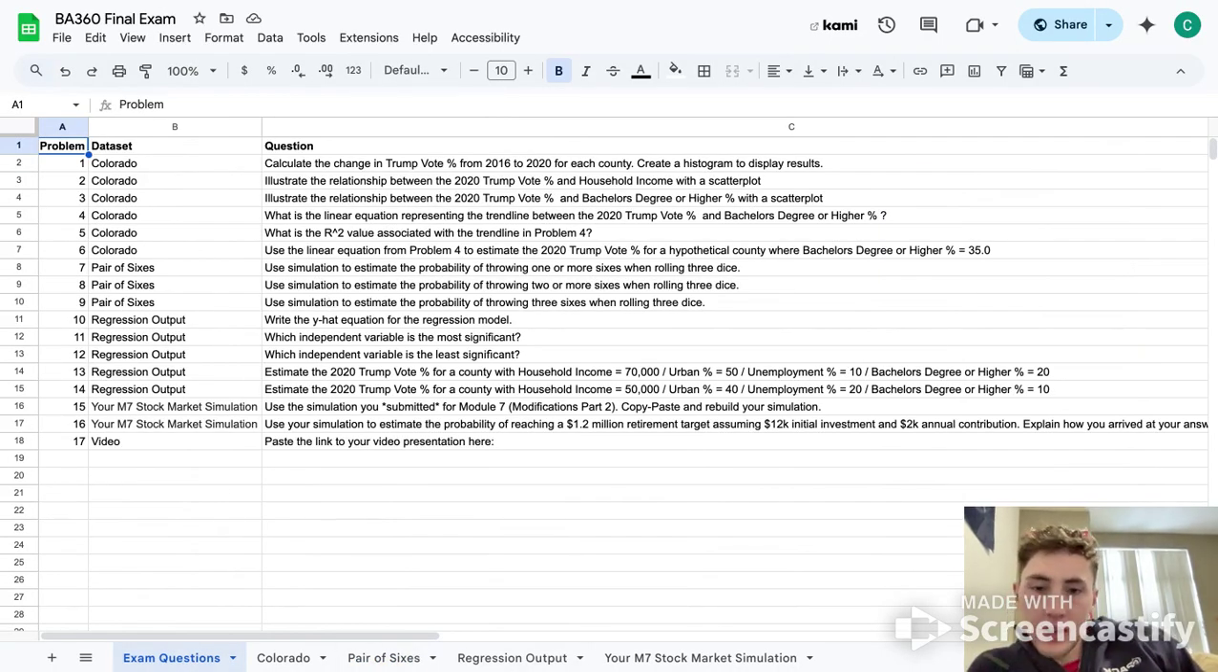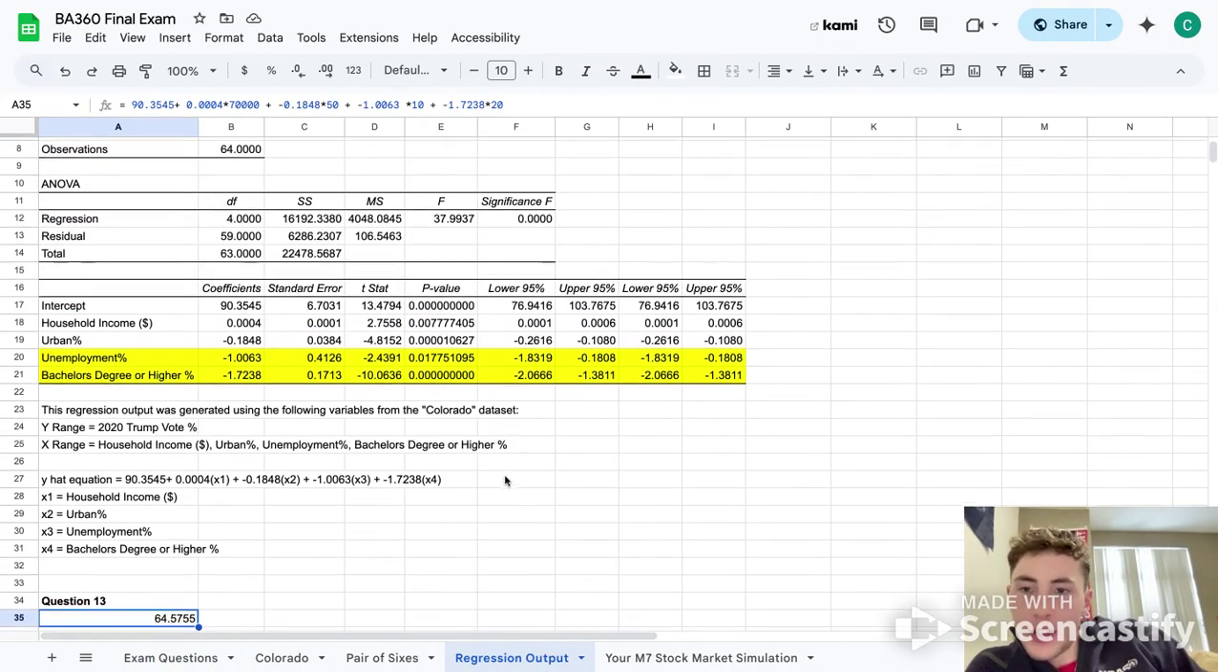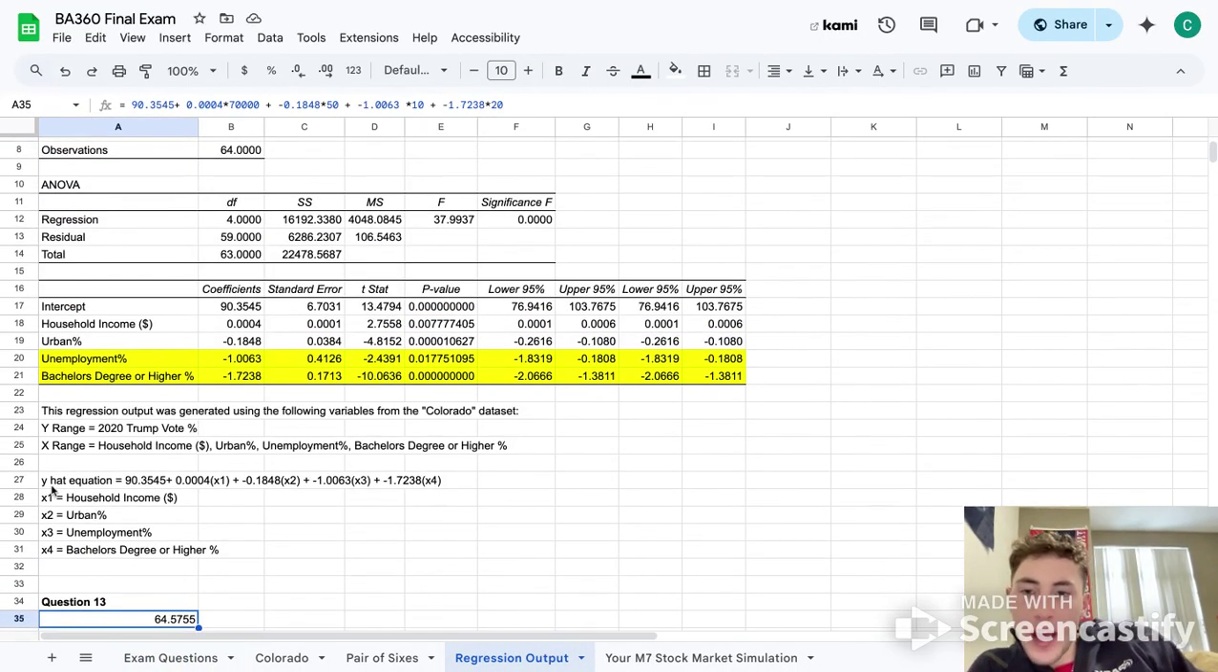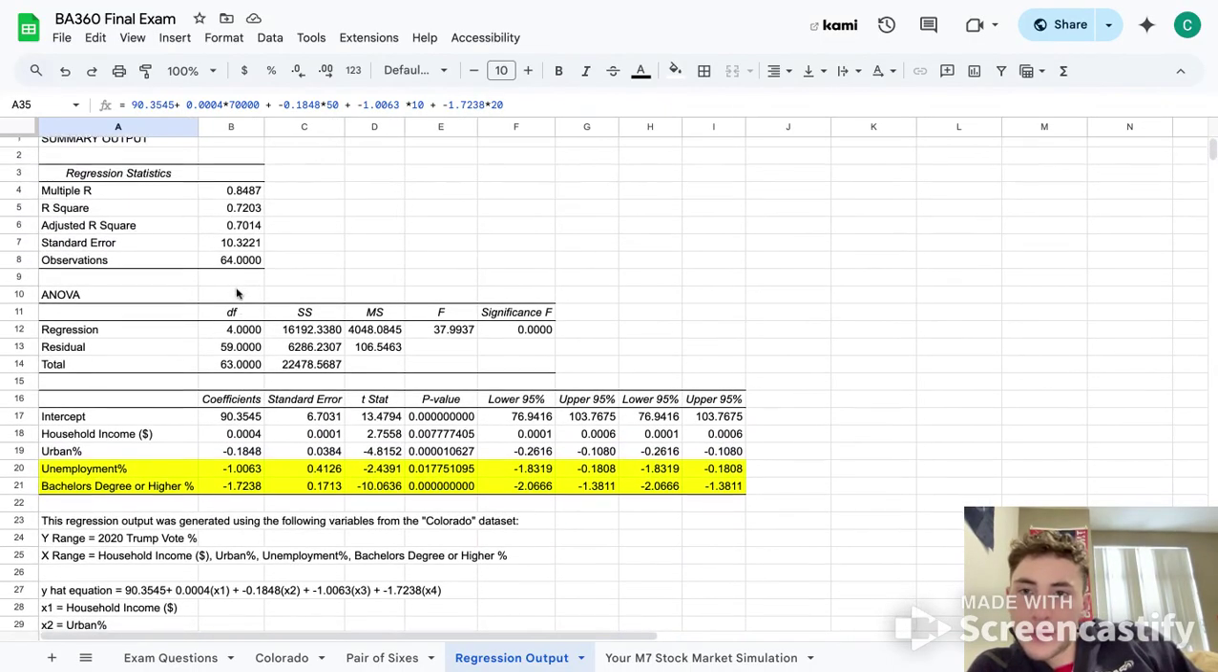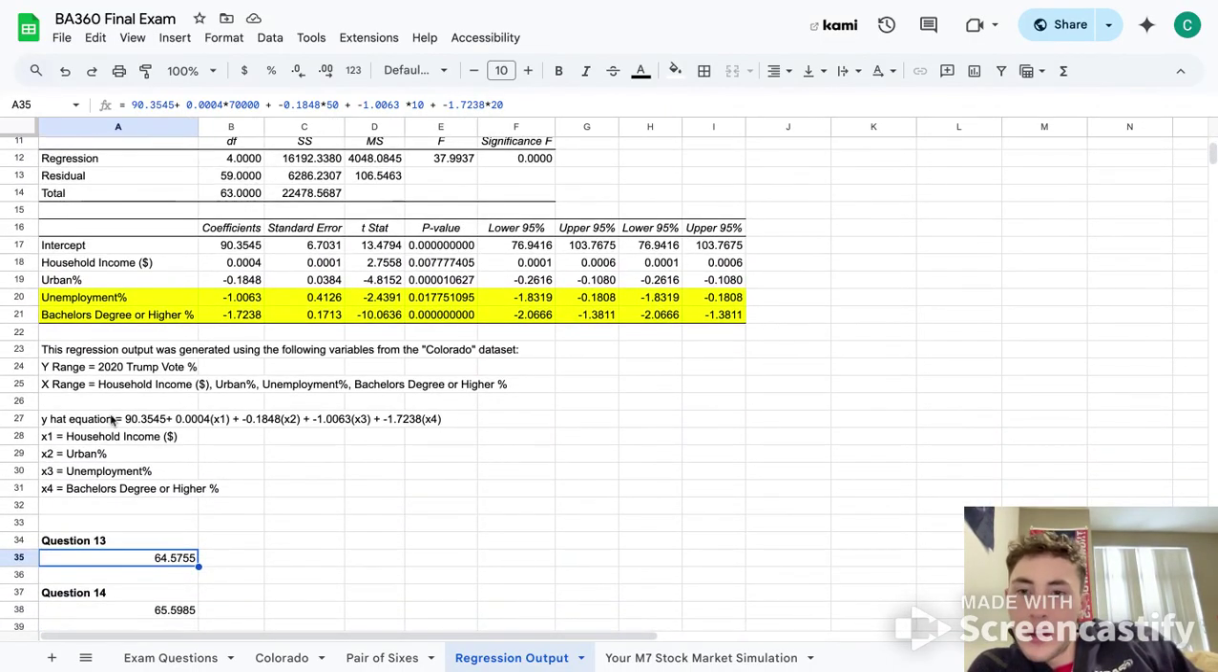Then number 10. Number 10 is my regression output equation. Here's my y-hat equation right here. I took the coefficients off of the regression summary, and then I labeled my variables here as well.